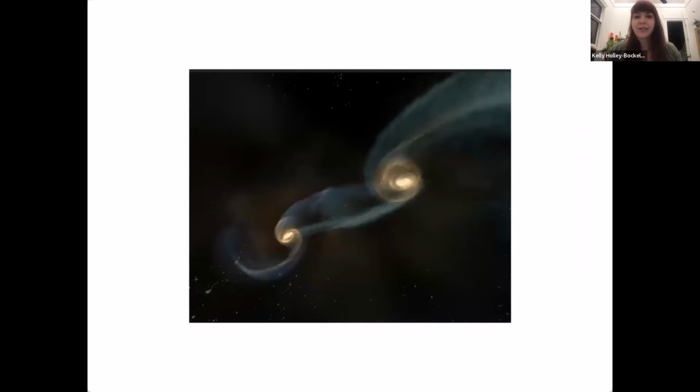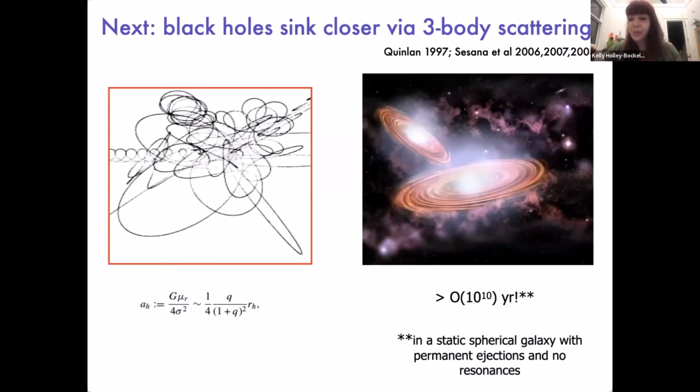Okay, so let's put that in the context of merger timescales for black holes. As you all know, the black holes may exist in 2 different galaxies. As the galaxies merge, the black holes come together first through dynamical friction and then through 3-body scattering. And that's the part that my team and I work on and have for years.